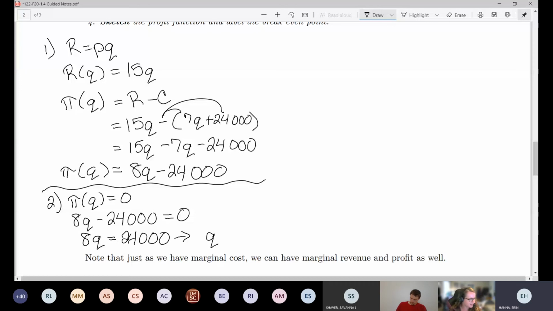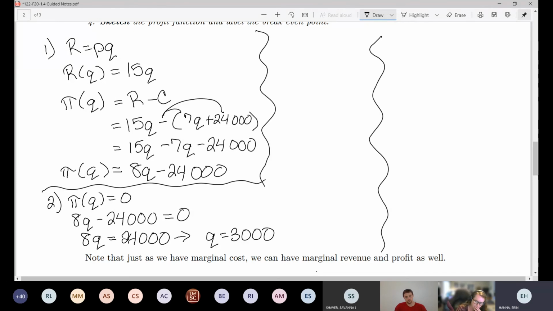You get Q equals 3,000. And I think I'm actually going to leave 3 and 4 for later because I want to talk about one last thing, and we'll do that as an intro thing next time. So we just found that Q equals 3,000. That doesn't look like a 3.